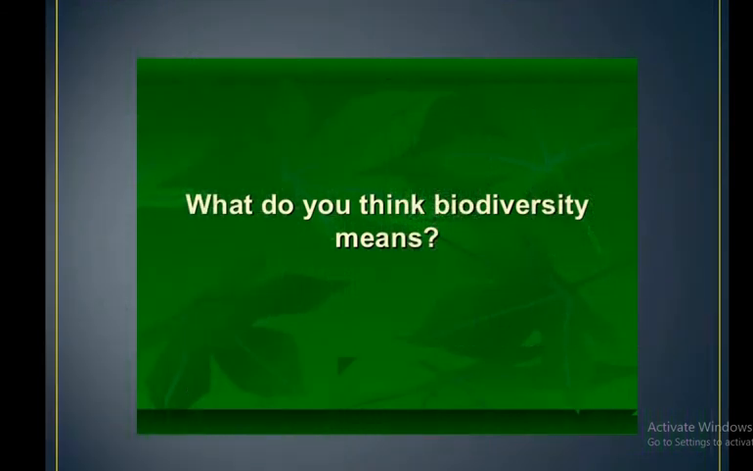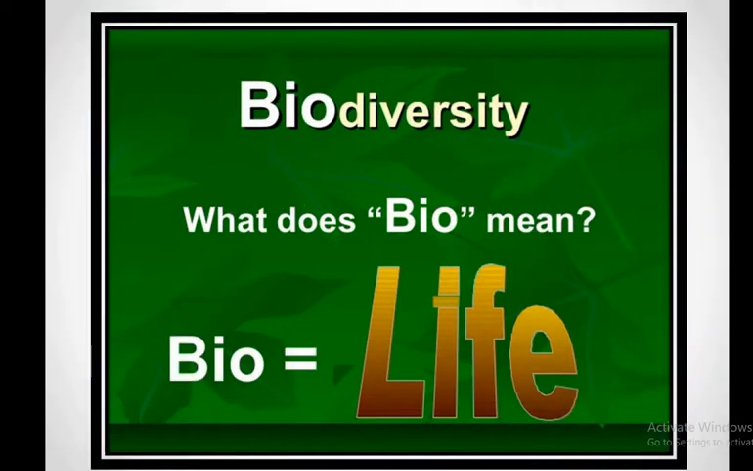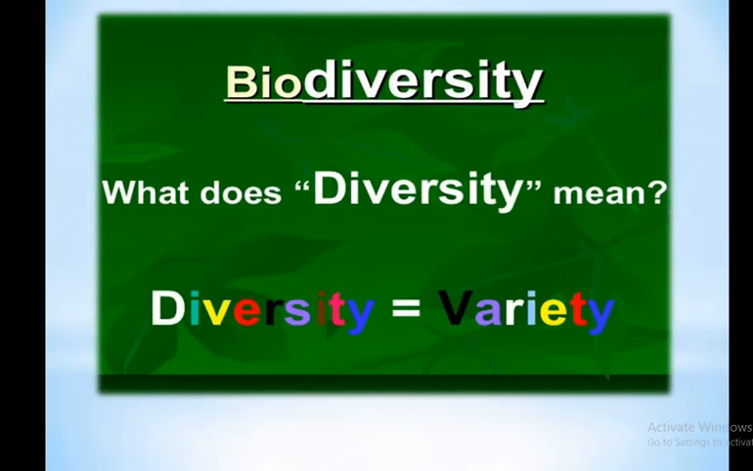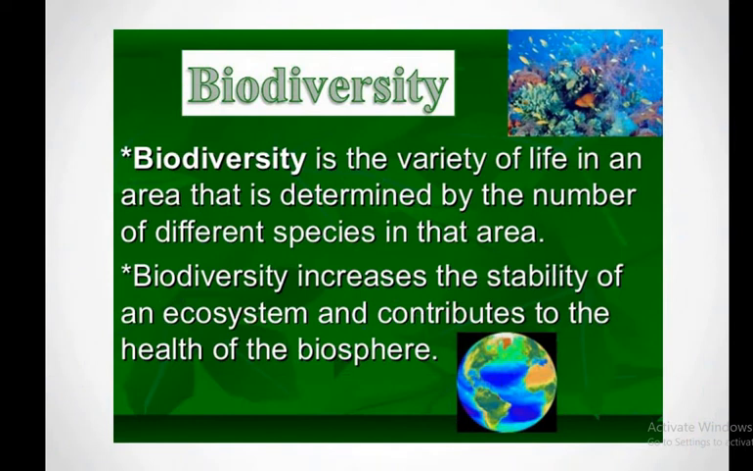Now, what do you think biodiversity is? The term biodiversity is derived from two Greek words, bio, which means life, and diversity, which means variety. So biodiversity may be defined as the variety of organisms present in different ecosystems. Biodiversity increases the stability of an ecosystem and contributes to the health of the biosphere.